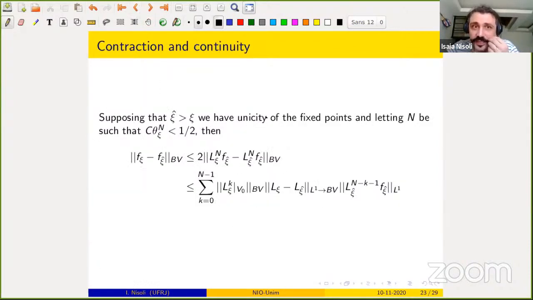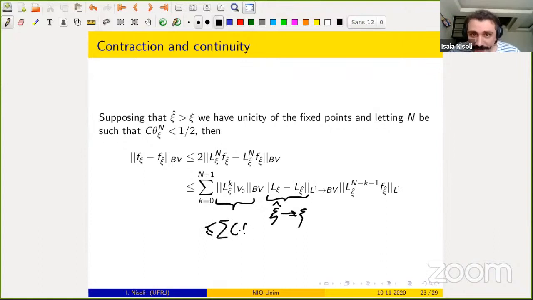So what happens is that if the operator is exponentially mixing in BV, this term goes to zero as Xi hat goes to Xi. This term is uniformly bounded by one. And so this is going to be smaller or equal than the sum of Xi times theta to the n, for k equal to zero to n minus one. So if at some point you have mixing in BV, then you get continuity in BV of the stationary measure.